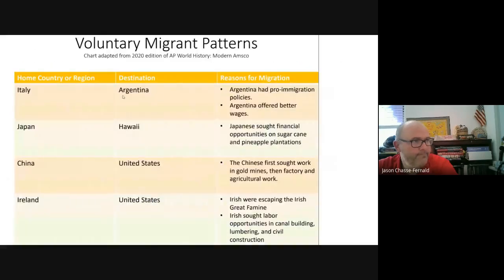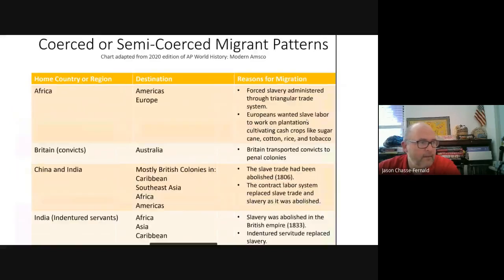All right, so voluntary migrant patterns. This tells you the country of origin, where most went, and gives you some reasons for migration. Feel free to pause and read through this. And once again, same kind of data sets. Feel free to pause and read through this.